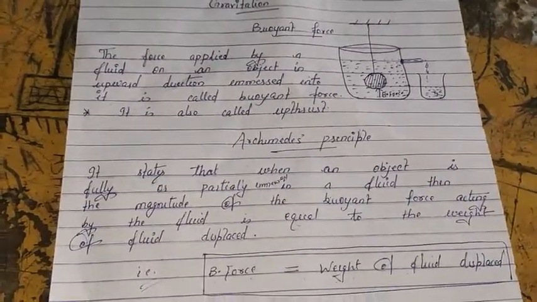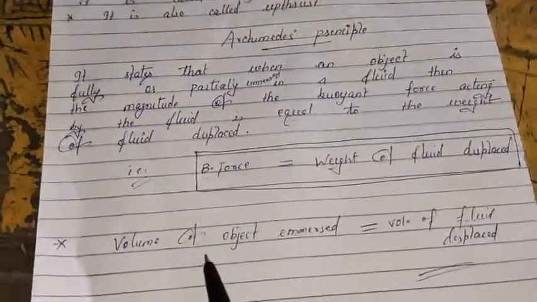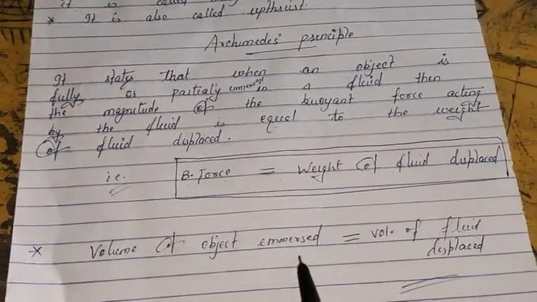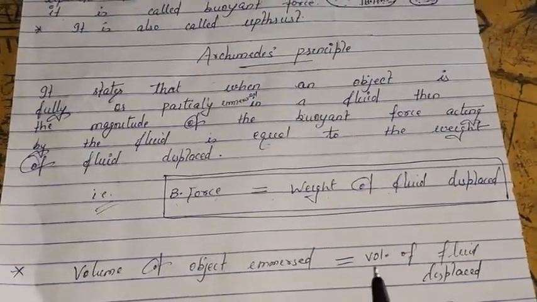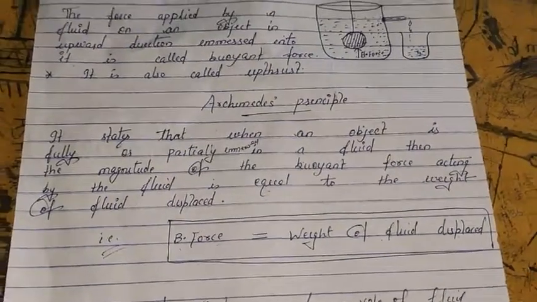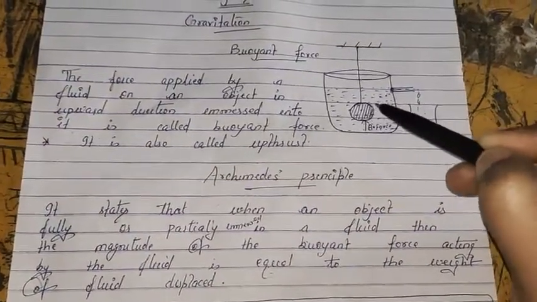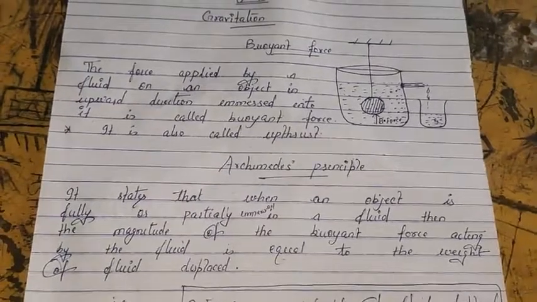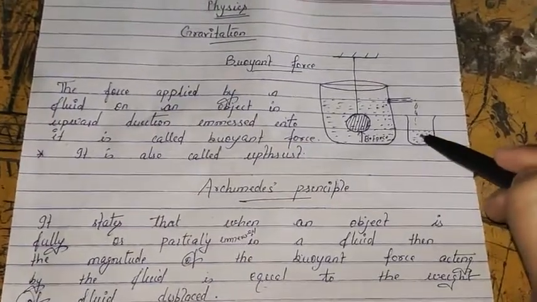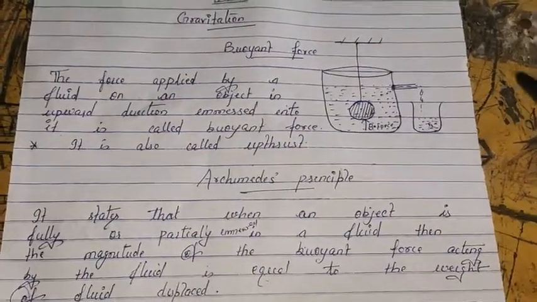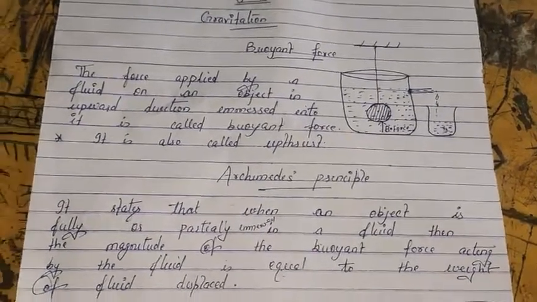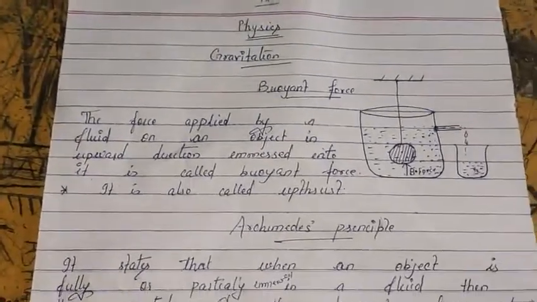One more important concept of this video is that the volume of object immersed is equal to the volume of fluid displaced. Suppose the volume of this object which is going to be immersed in a fluid is 1 meter cube, then the volume of fluid displaced will also be same, that is 1 meter cube itself. So this is the main concept of this video.